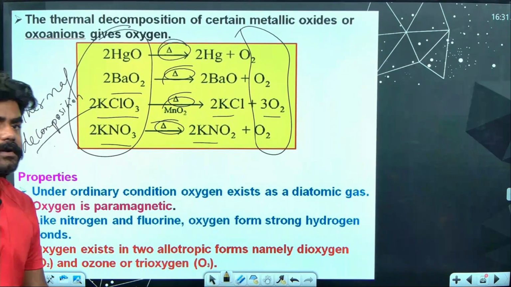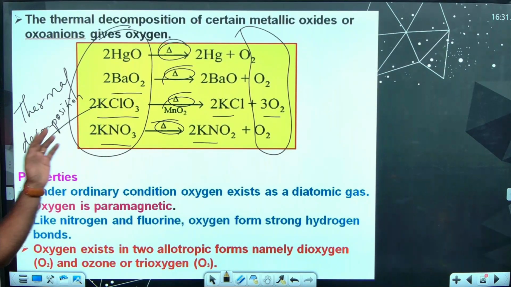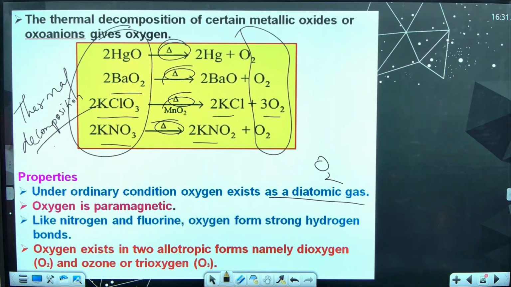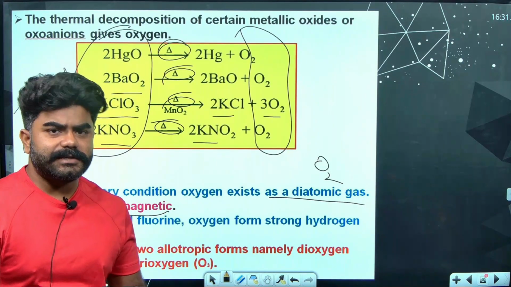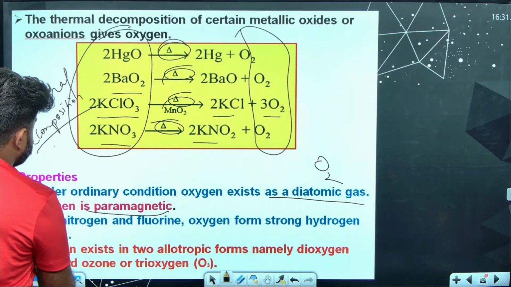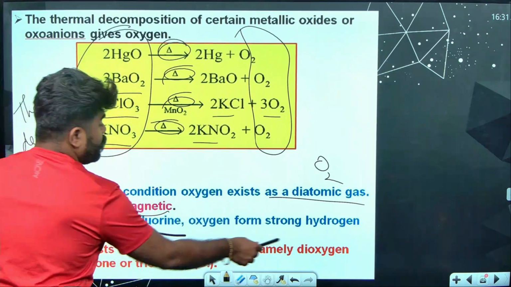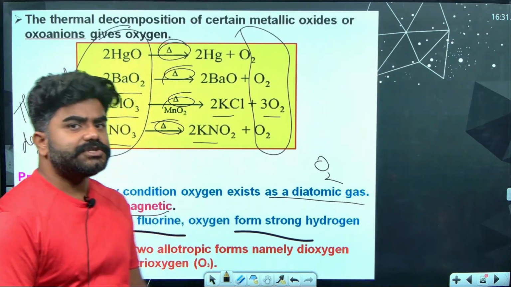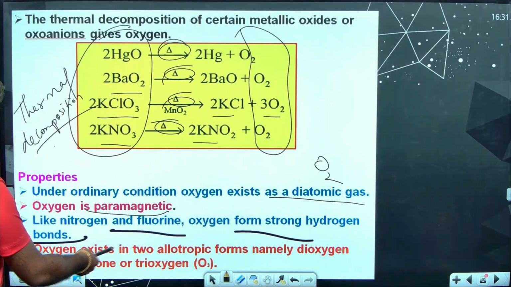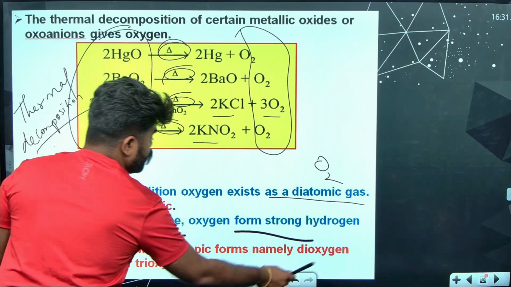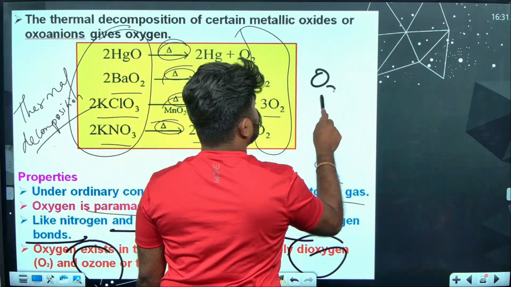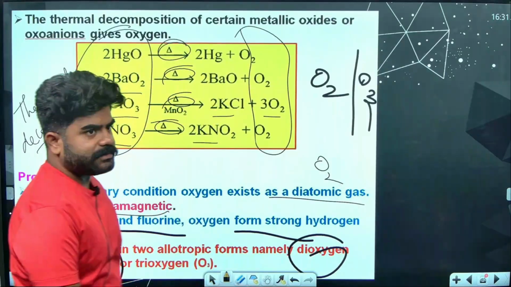Then if you see the properties of oxygen at normal ordinary conditions, you see that oxygen exists as a diatomic gas. It is always O2, and oxygen is paramagnetic. That means they are attracted towards the magnet. They have that attraction with the magnet. Then nitrogen and fluorine மாதிரி, oxygen also forms strong hydrogen bonds. See, because of its electronegativity, it can form hydrogen bonds. Then oxygen exists as two allotropic forms known as dioxygen and ozone. Oxygen எப்படி exist ஆகுது? O2 ஆவும் O3 ஆவும் exist ஆகுது.